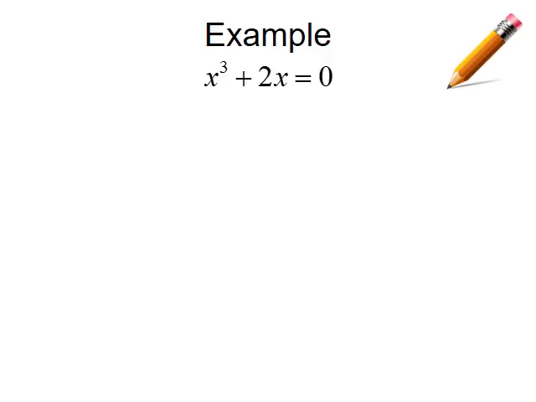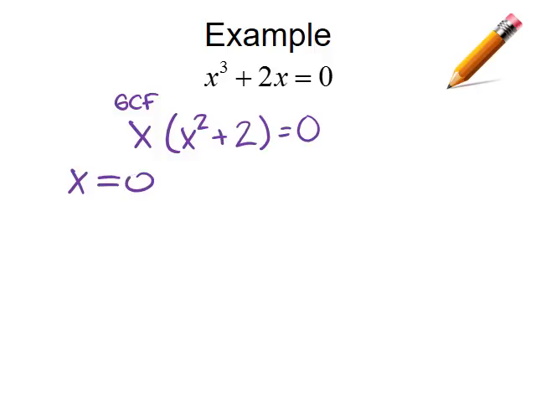Let's take a look at this one. I have 2 terms, but they definitely can't square root both sides. So in this case, let's start off with our basic rule of GCF. I can divide out an x from both terms. In this case, I really can't simplify that parenthesis down any further. So what I've done is actually created my 2 factors.